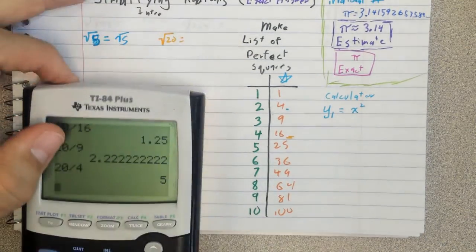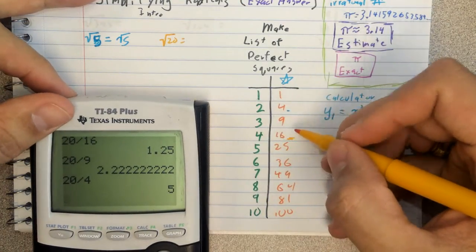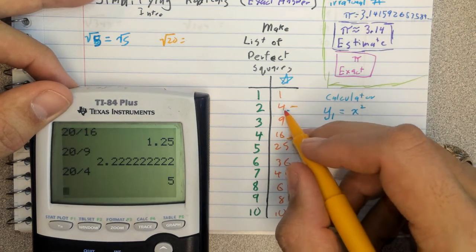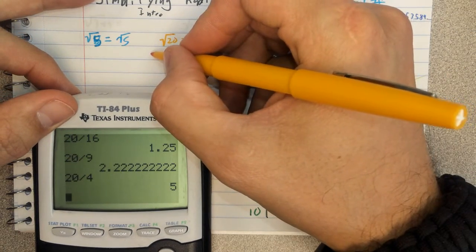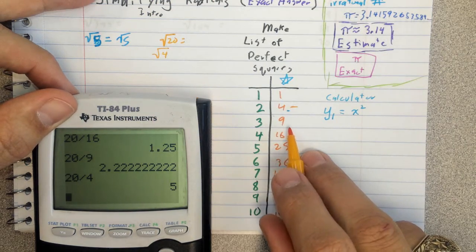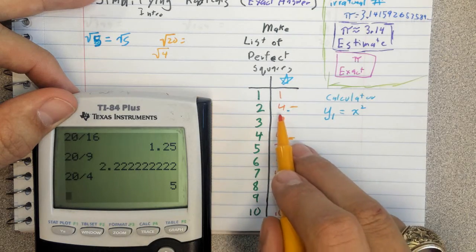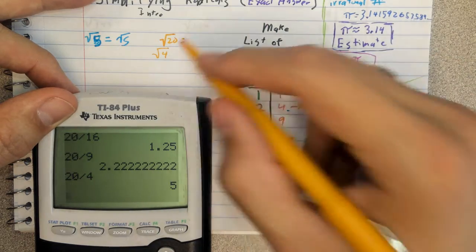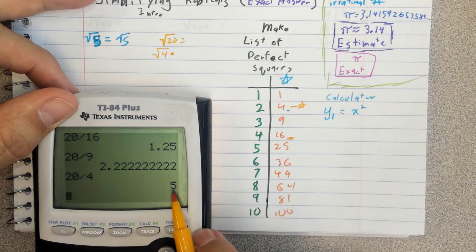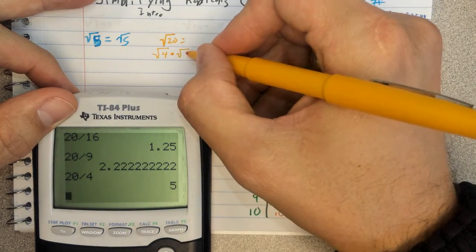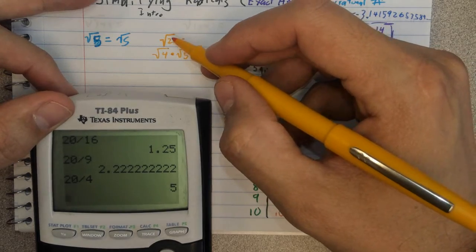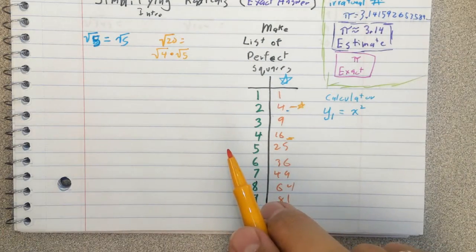This is what I do. I'm going to take this 4, because I was successful with the 4, and I'm going to write below the 20 the square root of 4. That's what I divided by. That's my perfect square. I'm going to write that first. And I'm going to multiply it by my integer answer that I got. That is the square root of 5. So the square root of 4 times the square root of 5 is the square root of 20.